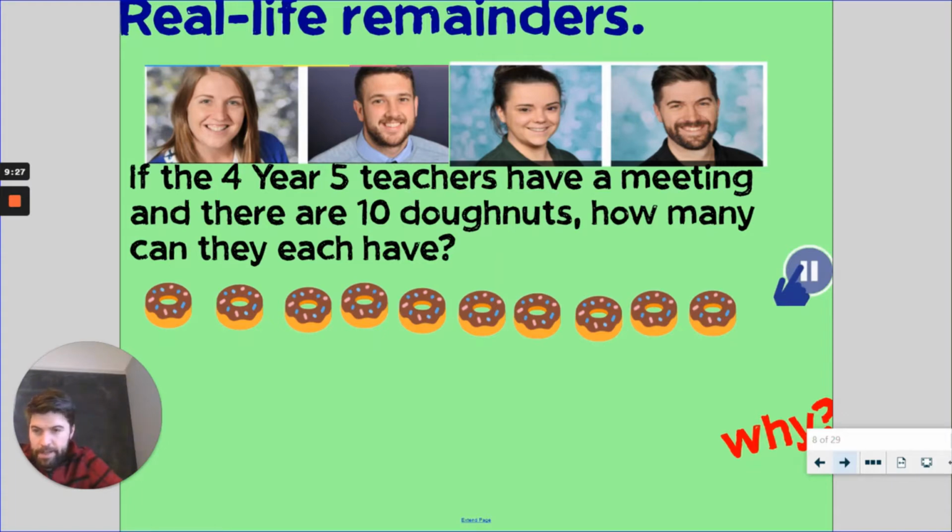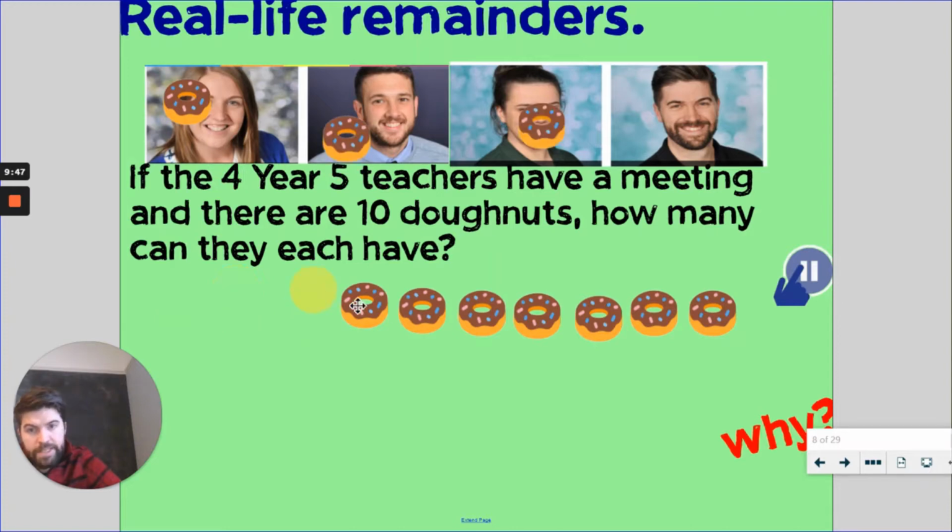And division is sharing. It's sharing a value into equal groups. That's really important, equal, so that everyone must get the same. So if we're sharing out these donuts, we can give one to Mrs. Lee, and we can give one to Mr. James, and we can give one to Miss Tullett, and I'll have one as well.